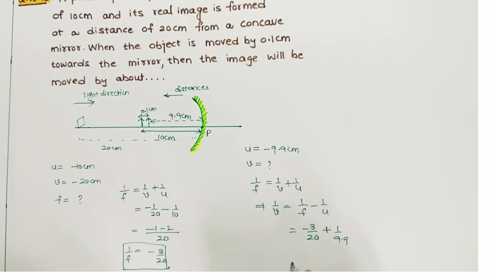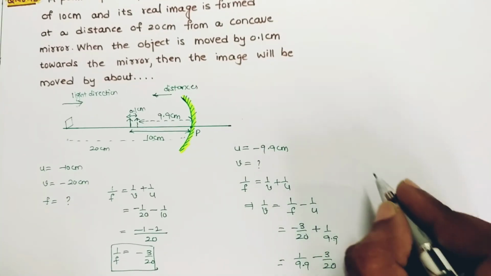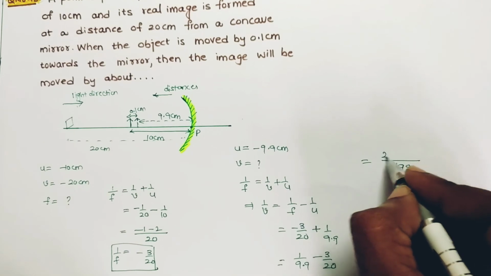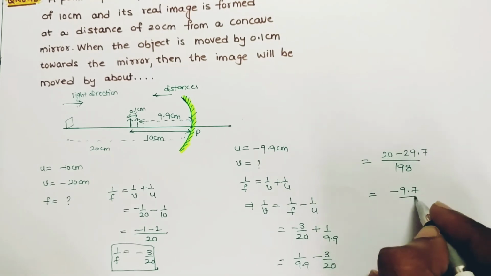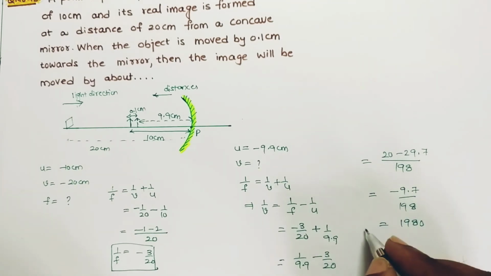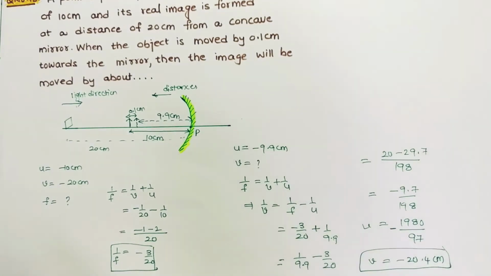On simplifying this, we have 1 by 9.9 minus 3 by 20. The LCM is 198, and this is 20 minus 29.7, which is equal to minus 9.7 divided by 198, and it can also be written as 1980. That means v is equal to 1980 divided by 97 with a negative sign. Upon simplifying this, we get the value of minus 20.4 centimeters. So the value of v is minus 20.4 centimeters.